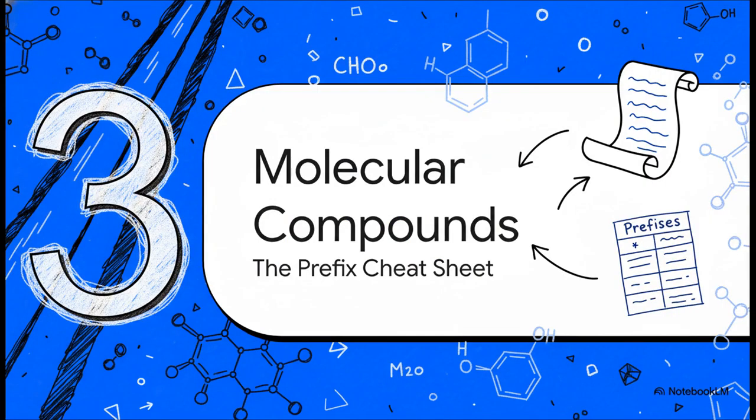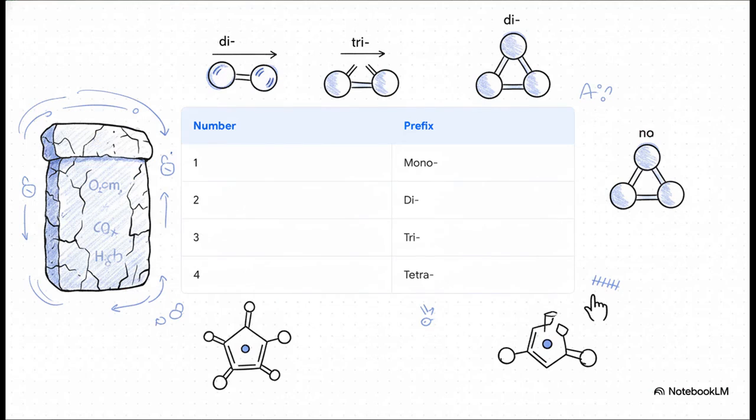Okay, so what about that other path? What happens when the compound starts with a non-metal? Well, for these molecular compounds, we get to use this awesome little cheat sheet made of prefixes. This little table here is basically our secret decoder ring. These prefixes literally just tell you how many of each atom you have. Di means 2, tri means 3, tetra is 4. The name is literally doing the counting for you.